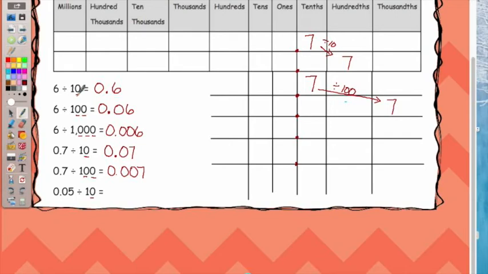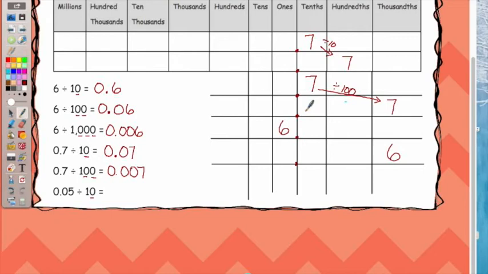If 10 has 1 zero in it, the number just moves over 1 place value. 100 has 2 zeros in it. The number moves over 2 place values. 1000 has 3 zeros in it. We started with 6 ones, didn't we? The 6 moved over how many places? 3. So the number of zeros matches the number of place values you move the digits.